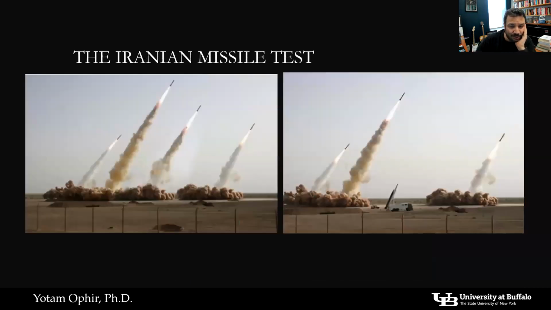Here is, for example, an image that the Iranian government released. You see on the left, 4 missiles in a training, flying at the same time, very impressive. Except in the original picture here, you see that one of the missiles just failed to launch. No problem. They fixed it in Photoshop. They added a 4th missile. And now it seems like they did a great job in that training.